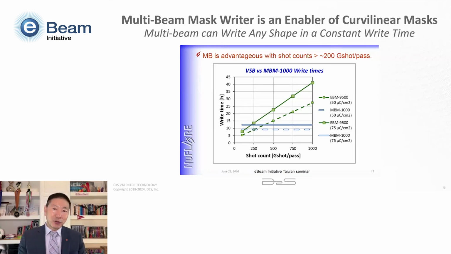Fortunately, the photomask industry recognized that challenge. Both IMS and NuFlare started multi-beam mask writer development. In the first generation multi-beam mask writer, you have 250,000 beams, and they can write at the same time. For each beam, you can turn it on and off, and also in grayscale. So you can write any kind of pattern, any shaped pattern, in a constant write time. That removed the biggest roadblock that prevented curvilinear masks from being used in production.